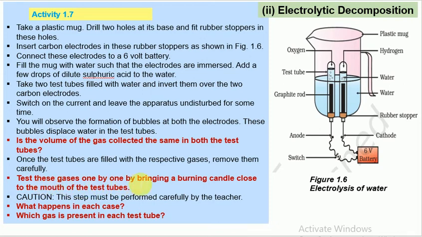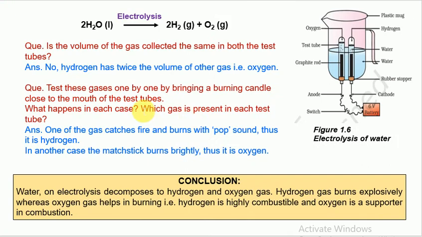Test these gases one by one by bringing a burning candle close to the mouth of the test tube. What happens in each case? Which gas is present in each test tube? So when electricity is passed through this, formation of bubbles takes place, and after some time these bubbles displace some water in the electrodes. So we will see here the answer to the questions.